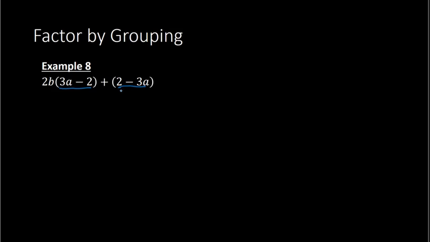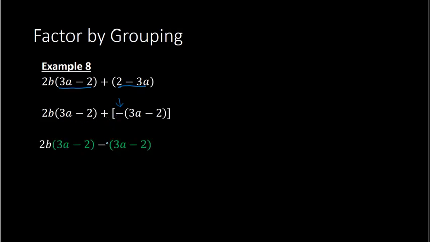So as we stated in the previous slide, 2 minus 3a would be the same thing as the opposite of 3a minus 2. So the minus makes it opposite. So if that is true, what we have now is 2b times 3a minus 2, and plus and minus would be just minus. So minus and then 3a minus 2. So we have forced this expression to be the same, where now we have 3a minus 2 and 3a minus 2. So now we can factor by grouping.